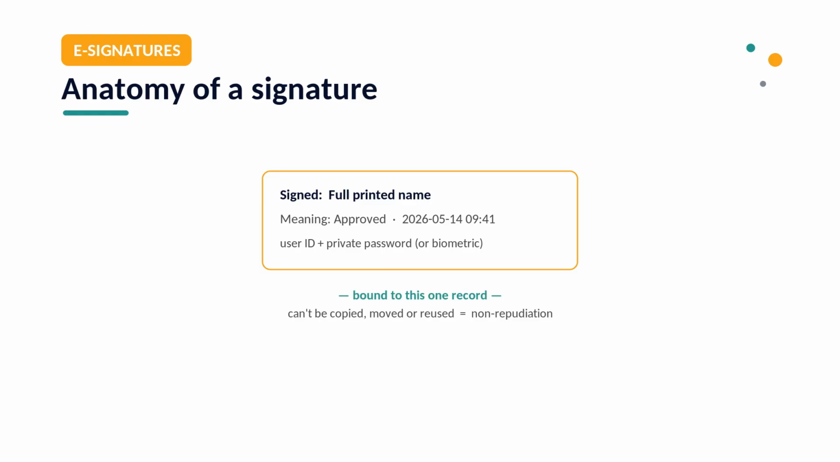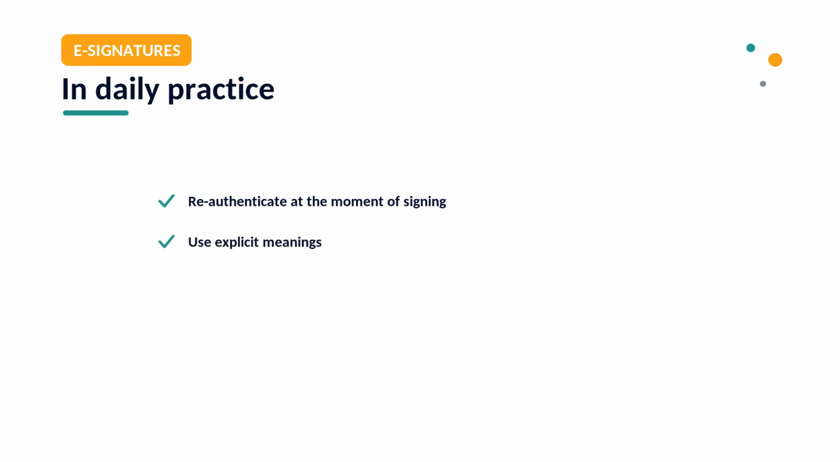That's non-repudiation. In daily practice, re-authenticate at the moment of signing, not just at login. Use explicit meanings. Never sign for a colleague. That's falsification. And never sign what you didn't actually review. The audit trail timestamps your signature, and a review that took 3 seconds tells its own story.